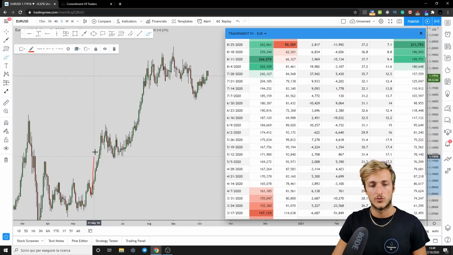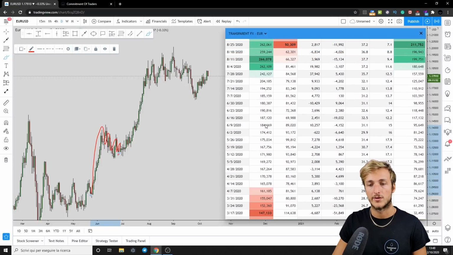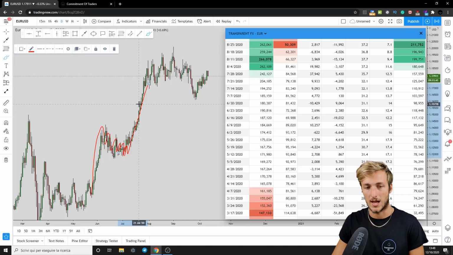So after they moved to the upside, what was happening inside of this area is that clearly longs were getting added, as you can see here, from 147 all the way up to 184, all the way up to reaching 266K long positions. So a massive amount of longs that were fueling this huge move to the upside.